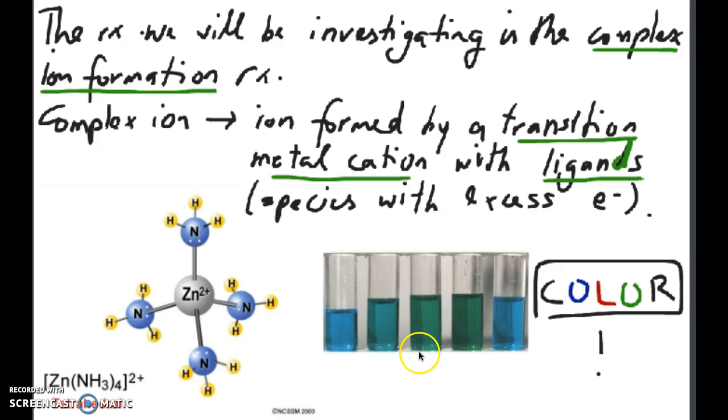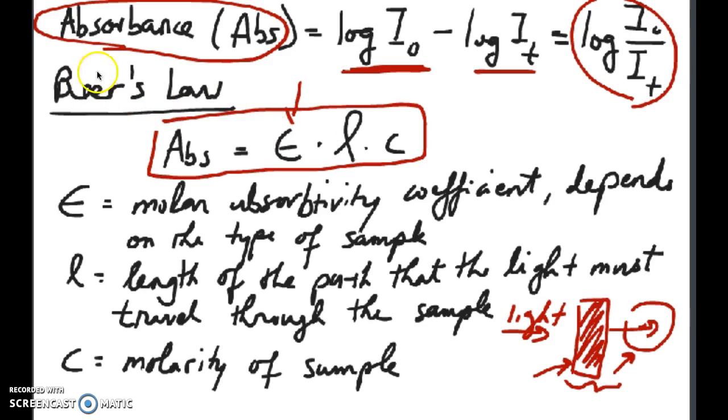Okay? Now this is important because as it happens, the intensity of that color is correlated with how much complex ion you have. So if you have a lot of complex ion, then the intensity of that solution will be very, very dark. Whereas if you don't have a lot of the complex ion, then the intensity would be lighter. This is something that has been formulated into an equation called Beer's law, where the amount of light absorbed, which is shown here as the symbol Abs, is equal to a couple of constants times the concentration of the sample or the molecules in the sample.